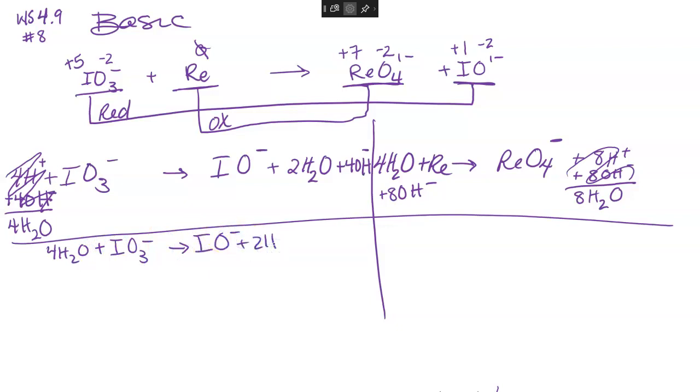So 4H2O plus IO3 minus yields IO minus plus 2H. Ooh, can I simplify that? I have water on both sides. What's my net water? 2 on which side? The reactant side. So this technically cancels out and there's 2 left. So I have a 2 here. So I don't need that. So plus 4OH. We good there? Okay, continuing to the other side.